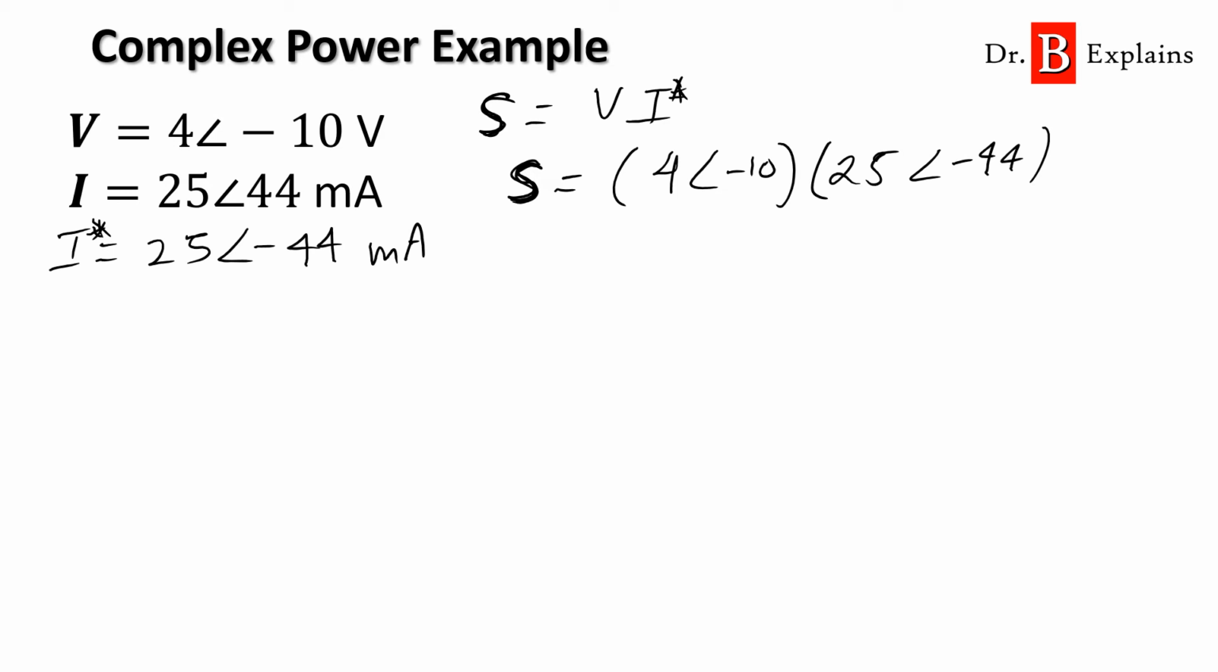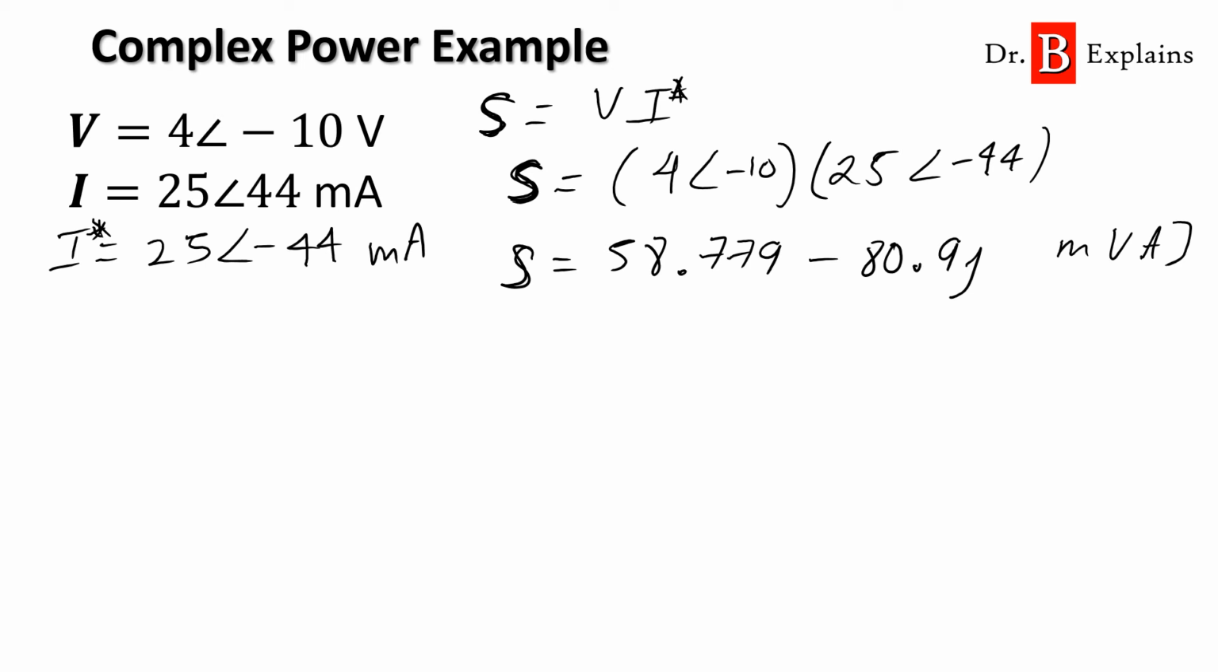So just be careful with the units that we get at the end. So S bar, or just S, will be, let me see. For that I get 58.779 minus 80.99 j, and that's milli VA, because of that milli in the amps. And so that's one way to put it.